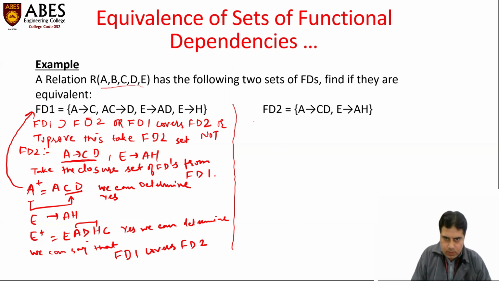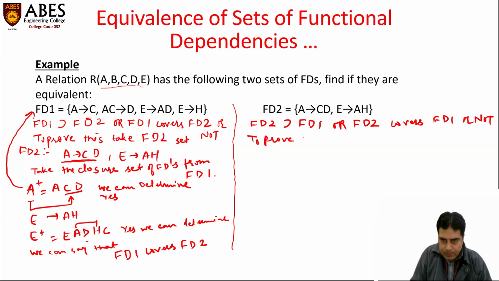Now to prove whether FD2 covers FD1 or not, we have to take FD1. So FD1 equals A determines C, AC determines D, E determines AD, and E determines H.